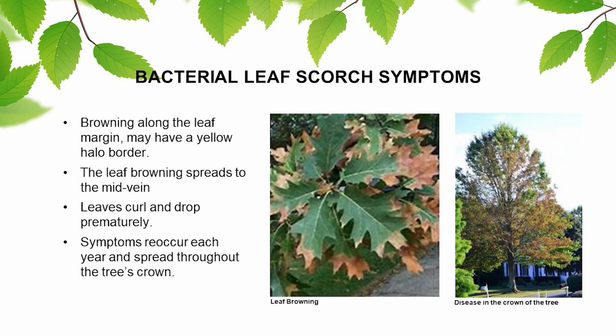Bacterial leaf scorch symptoms. The scorch appears as an irregular browning along the leaf margin and may have a yellow halo border. The leaf browning spreads toward the mid-vein of the leaf. The leaves may curl and drop off prematurely. The disease symptoms reoccur each year and continue to spread throughout the tree's crown.